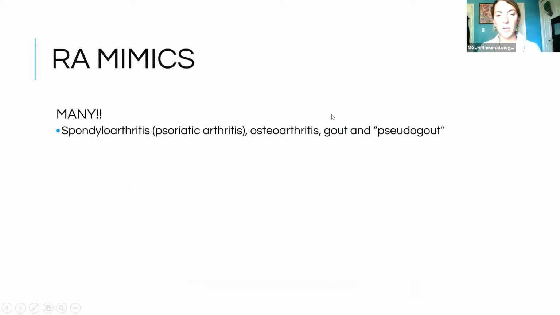So briefly, let's touch on some mimics of rheumatoid arthritis, some other things where people are going to show up with inflammatory pattern joint pain. There's tons of things that could look like RA on physical exam and by history as well. Certain types of spondyloarthritis will have more smaller joints involved, more peripheral joints and not just back. Psoriatic arthritis in particular can look for all the world like rheumatoid arthritis on physical exam. So keeping these in your mind is important.